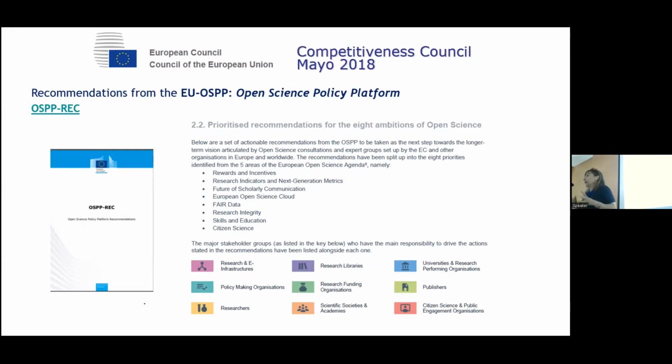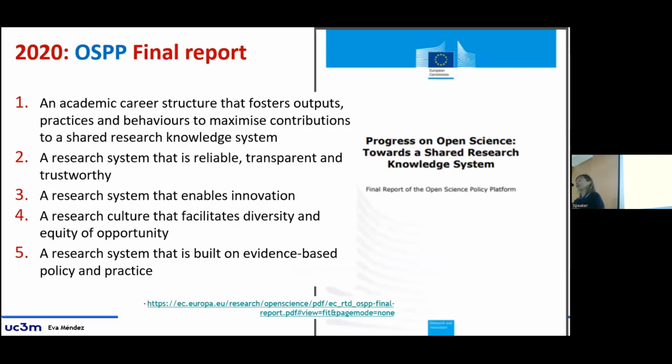And out of these 8 elements, which are the crucial ones, we made these recommendations. I call those meta recommendations, because they were the recommendations on the recommendations on each of the 8 elements. And we came up with the final report. This final report that we did in 2020, which was also mentioned by Lourdes, was the final report of the Open Science Policy Platform, and we underlined these 5 elements that are crucial to develop open science in the next 10 years.